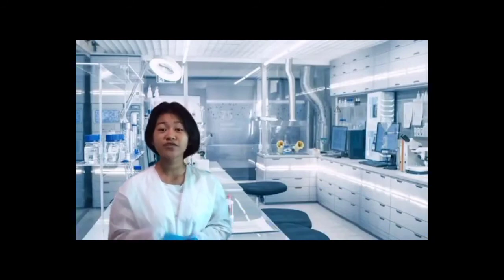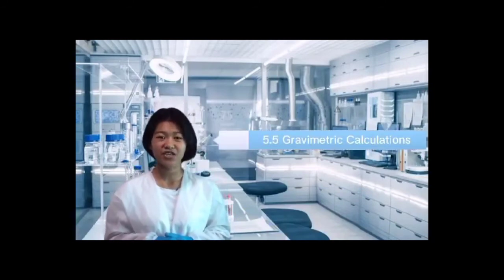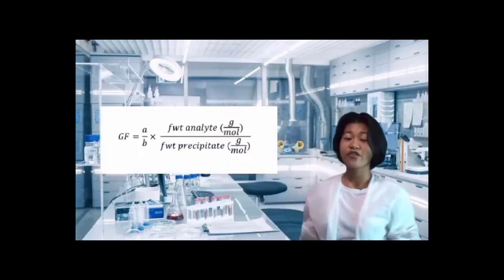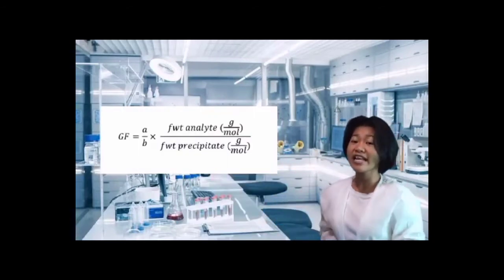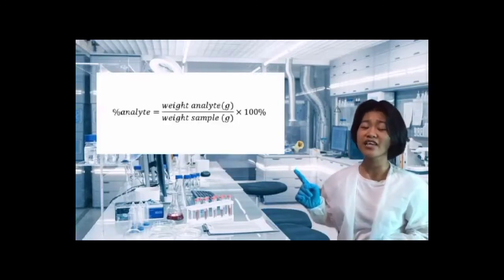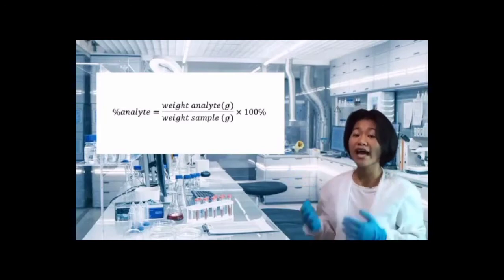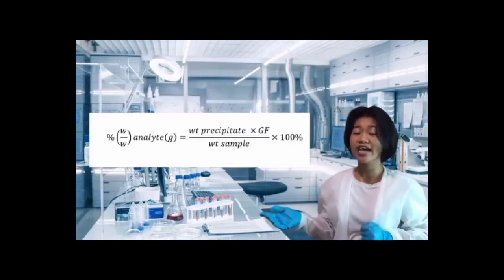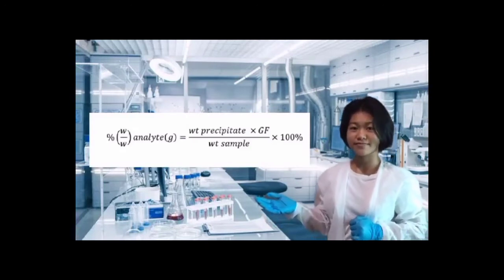Now let us move on to 5.5, gravimetric calculations. We have different calculations or formulas to be used depending on what is asked in a given problem. We have the formula if the amount of analyte is being asked. We also have the formula in finding the percentage of analyte in a given sample, and the formula in finding the percent by mass of analyte in a sample.